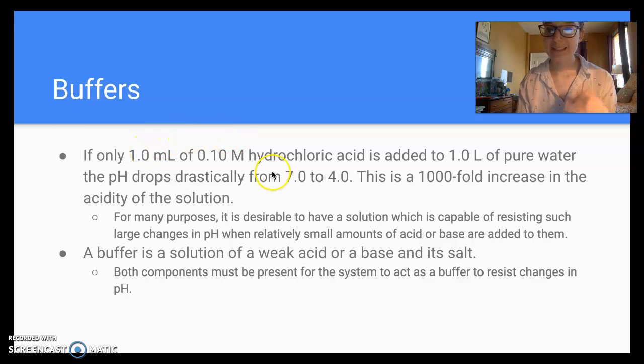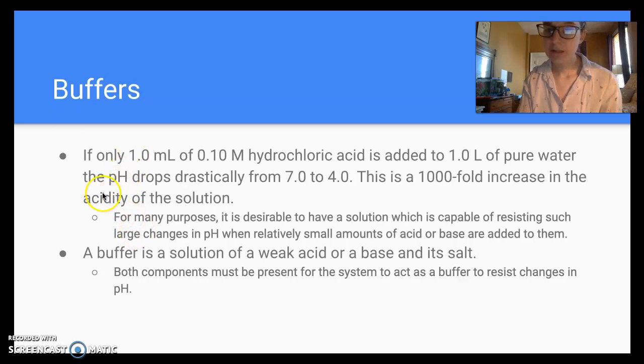A lot of times it's nice to have a solution that doesn't change so dramatically when such a small amount of acid or base is added to them. For example, your blood has buffers in it to avoid these changes and to maintain homeostasis in your body. If the pH of your blood was changing that drastically, it would not be good. So your body produces these buffers to resist that change.